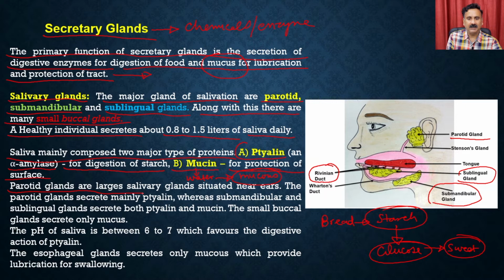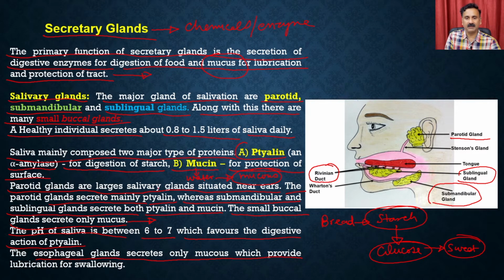Parotid glands are the large salivary glands which are situated near the tongue, near the ear. So, this is the place where you are going to have the parotid glands. The parotid glands secrete mainly the ptyalin or the alpha amylase, whereas the submandibular and sublingual glands secrete both the ptyalin as well as the mucin. The small buccal cavity glands secrete only the mucus. The pH of the saliva is between 6 and 7, which favors the digestive action of the ptyalin. The oesophageal glands secrete only the mucus, which provides the lubrication for the swallowing.